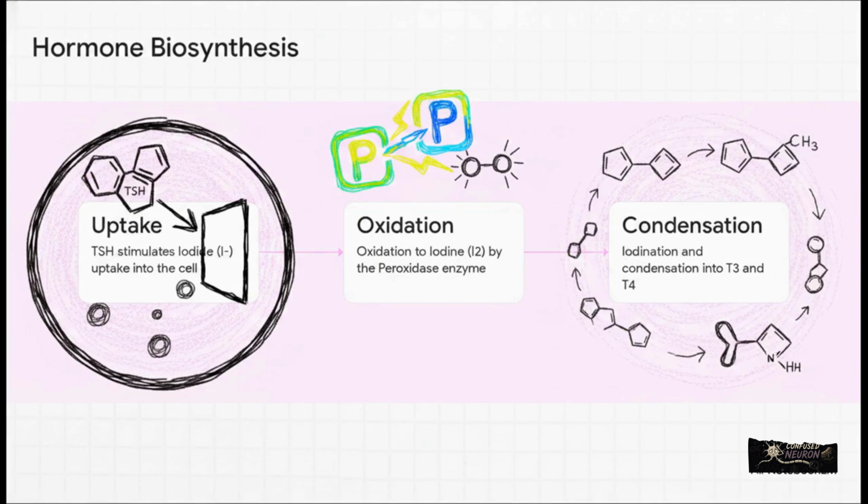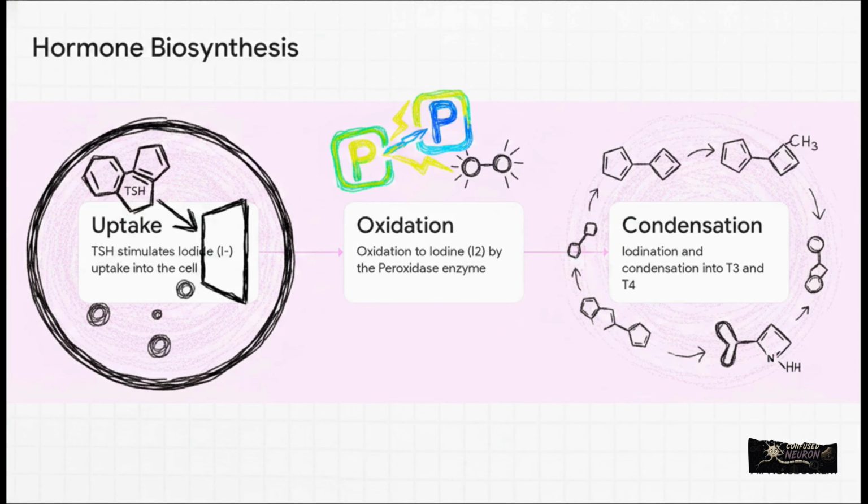Now I'm going to draw out these exact steps on the whiteboard because honestly, if you don't know this, you simply cannot understand the pharmacology. Okay, step 1. Thyroid-stimulating hormone, or TSH, knocks on the door and stimulates the uptake of iodide into the cell. Step 2, and I'd highlight this in bright neon colors if I could, is the oxidation of that iodide into iodine, and this is done by the peroxidase enzyme. Step 3 involves iodination and condensation to form T3 and T4.